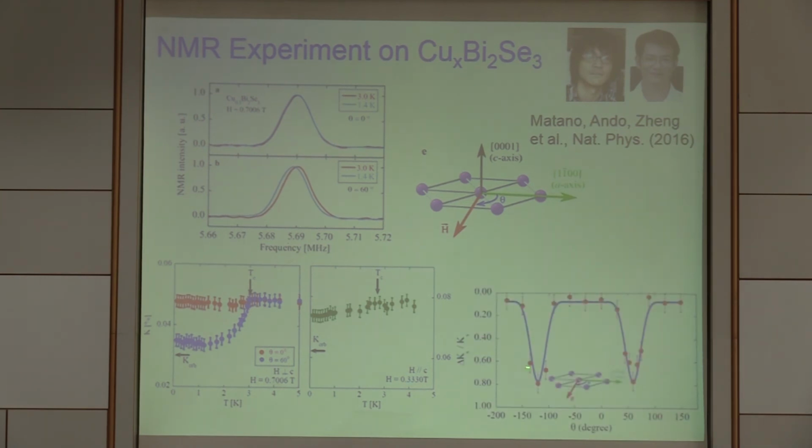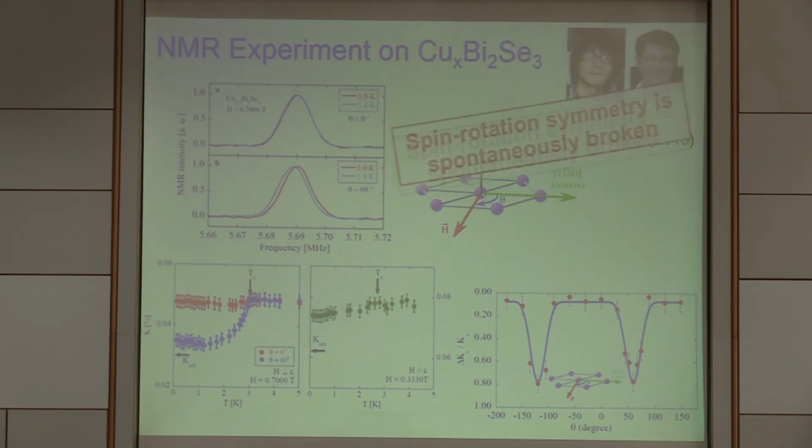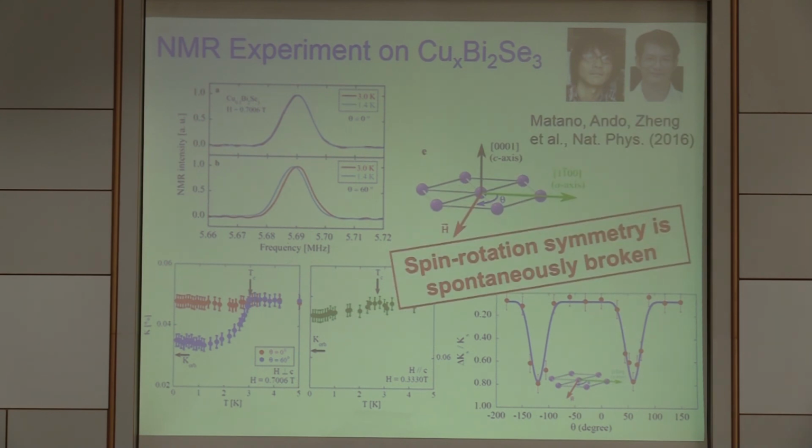And you can see that this particular dip occurs every 180 degrees, which means it is 2-fold symmetric. But the basic crystal lattice is 3-fold symmetric. So this 2-fold symmetry cannot be due to the lattice, and it must be due to the electron self-organization. So this 2-fold symmetric Knight shift shows that the spin rotation symmetry is spontaneously broken. And this is only possible for the spin triplet state.